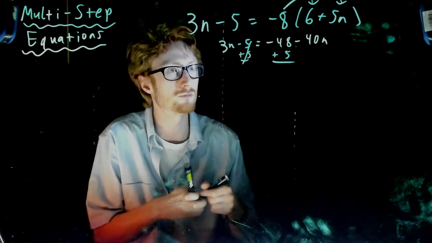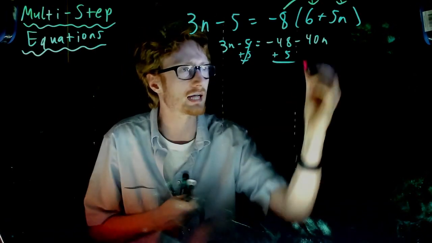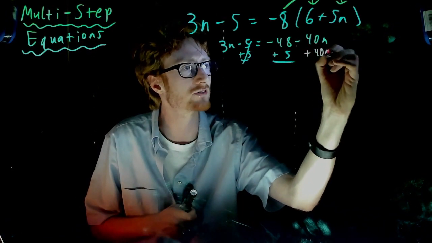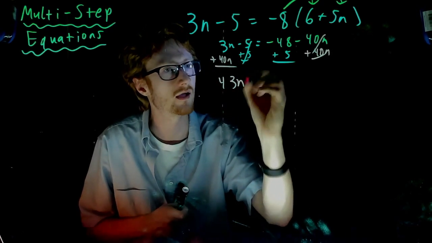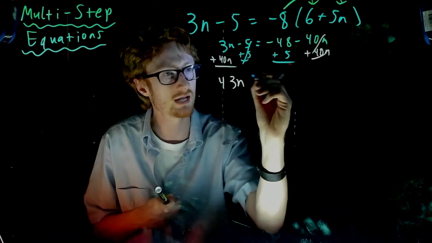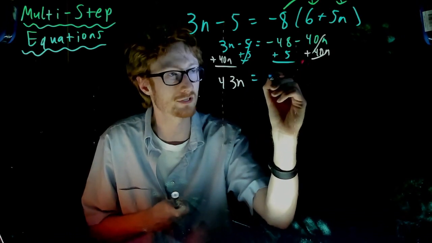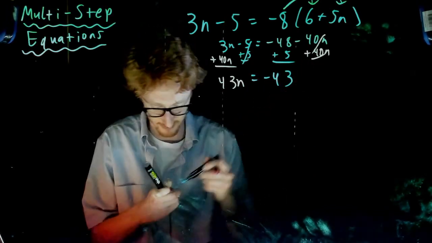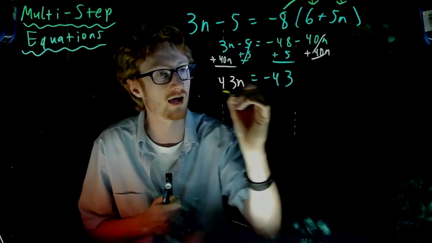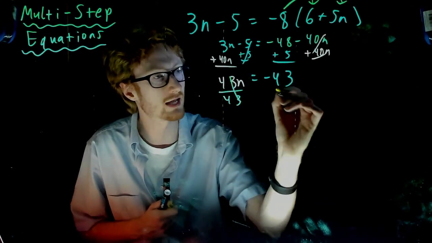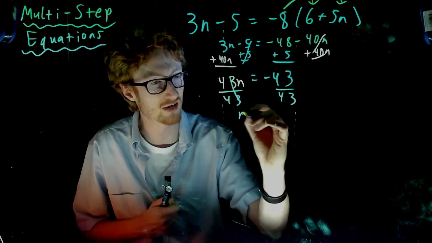And then let's go ahead and move this 40n over to this side. So let's add it over. So that'd be 43 n's, and then equals negative 48 plus, this is another, we're getting weird ones for this, so that's good though. Now, how do you get rid of the 43 in front of the n? You would divide.